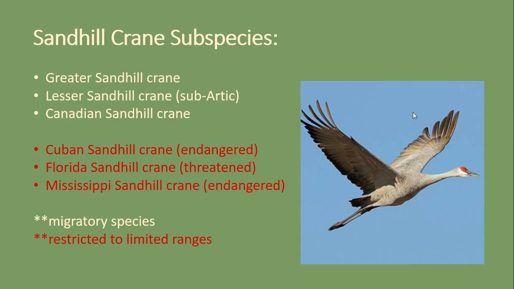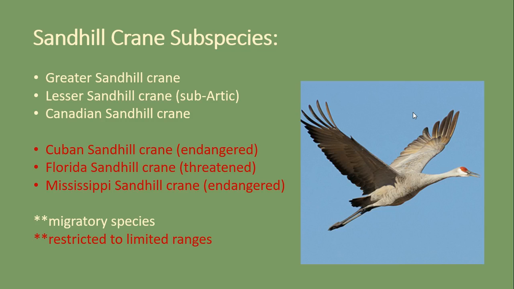Here are some of the subspecies of cranes we're going to mention. The ones at the top of the slide here, the greater sandhill crane, the lesser sandhill crane, and the Canadian sandhill crane, all three are migratory species. However, the greater sandhill crane is the one that has the challenge of a longer migration, whereas the other two, the lesser sandhill and the Canadian sandhill cranes, both have more or less what's called a localized migration, where they don't really migrate very far from their summer grounds, their breeding grounds.